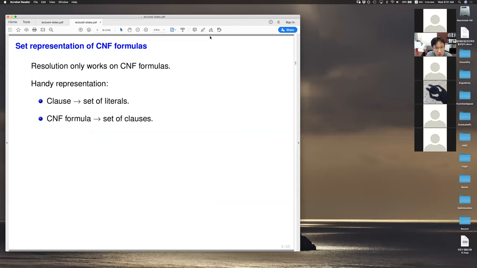A CNF formula in general has the form: a clause with literal 1,1, literal 1,2, and then another clause, which is maybe literal 2,3, and so on. So it has this type of syntactic representation. But another way to represent a CNF formula, which is especially useful when we talk about the resolution proof system, is in terms of a set.